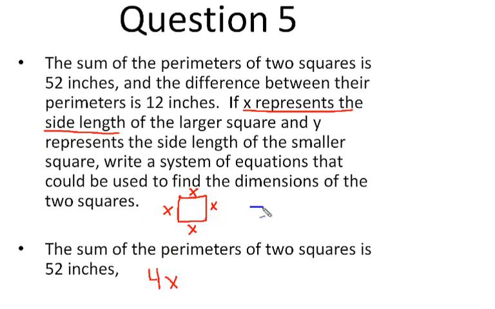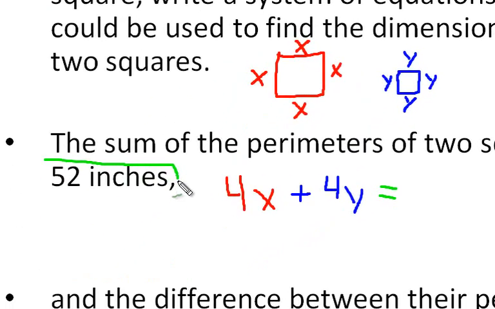For the smaller square, it says it has a side length of y. So we'd have to add all four of those side lengths to get the perimeter. So the perimeter of the smaller square would be 4y. And we have a total, the sum of the two perimeters. If I add these two perimeters, I get a total of 52 inches. So this is how we would set up our first equation.